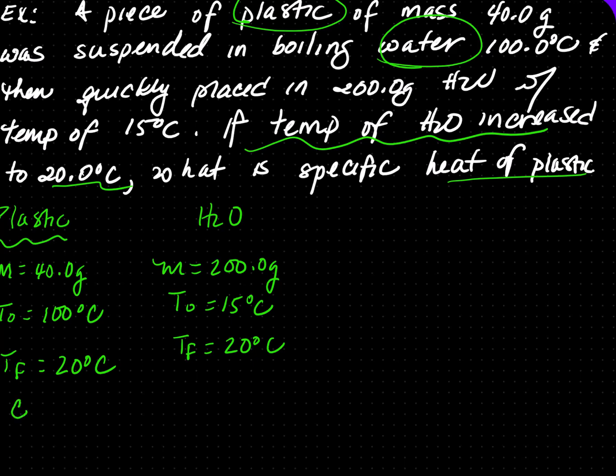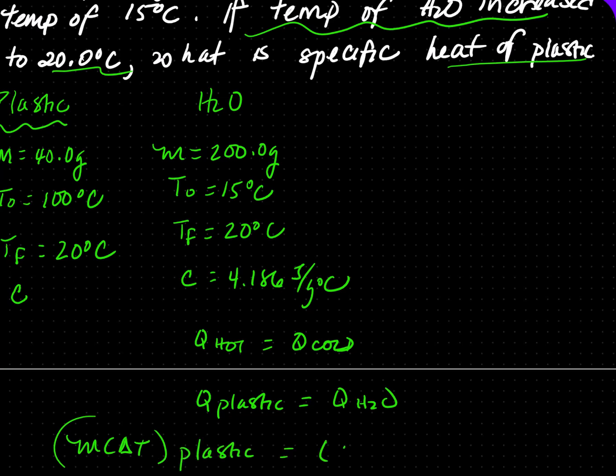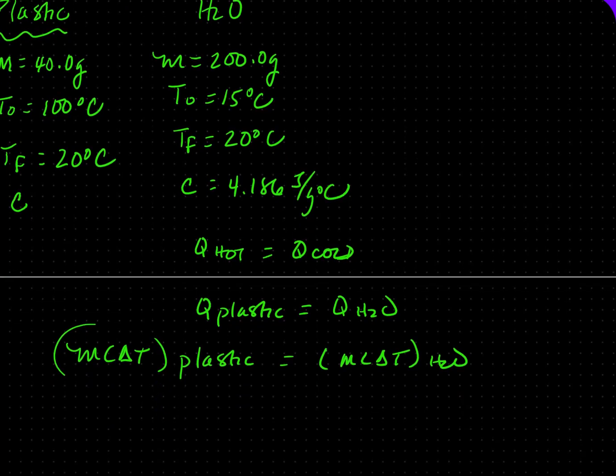And we're looking for the C of the plastic. We know the C of the water is 4.186 joules per gram degrees Celsius. So this is a Q hot equals to Q cold, in which the hot is plastic and the cold is water. This is MC delta T of the plastic equals to MC delta T of the water. I'm going to start plugging in. The mass of the plastic is 40 grams. The C of the plastic, we don't know. We're looking for that.